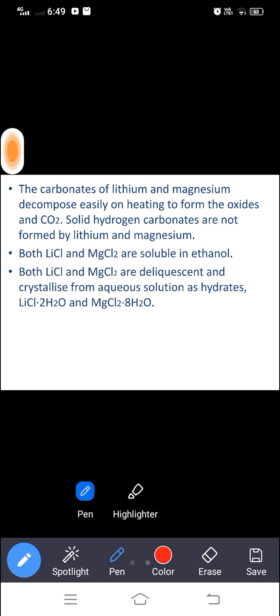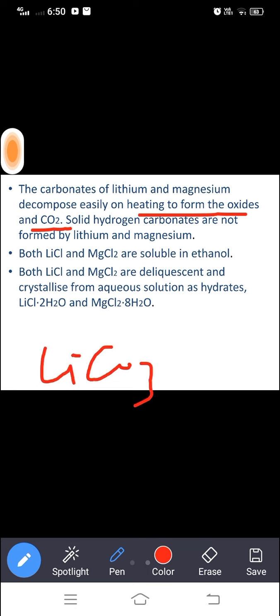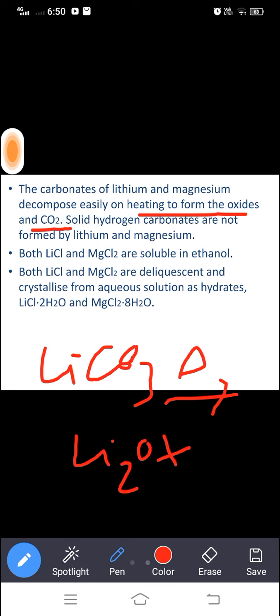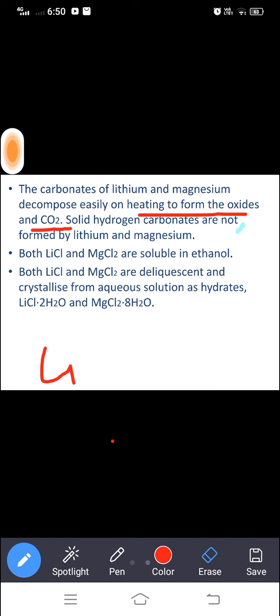The carbonates of lithium and magnesium decompose easily on heating to form the oxides and carbon dioxide. This we already discussed. When you heat lithium carbonate, it will form lithium oxide with the liberation of carbon dioxide. That also we discussed. And lithium hydrogen carbonate does not exist. The reason is it has a high hydration enthalpy.